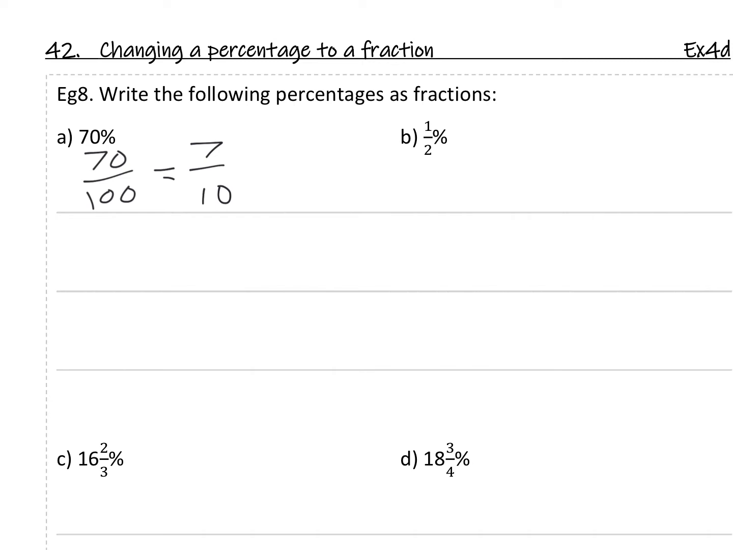Part B, 0.5%. 0.5%, that means half over 100. I prefer to have the decimal. 0.5% is the same as 0.5%. So that would be 0.5 out of 100. And you don't want to leave your answer like that because you've got a decimal within your answer. So we could double the top, but to make an equivalent fraction, we have to double the bottom. So double 0.5, we get 1. Double 100, and we get 200.